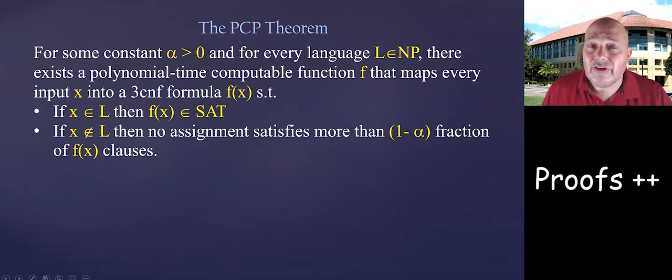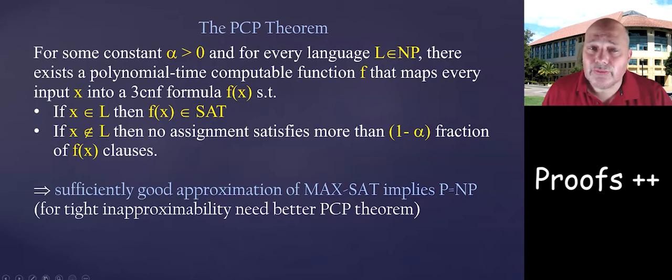In the Cook-Levin theorem, we would say that if x is in L, then f of x is satisfiable, and if x is not in L, then f of x is not satisfiable. That's the standard reduction. Here we'll say that there is no assignment that satisfies more than 1 minus alpha fraction of the clauses.